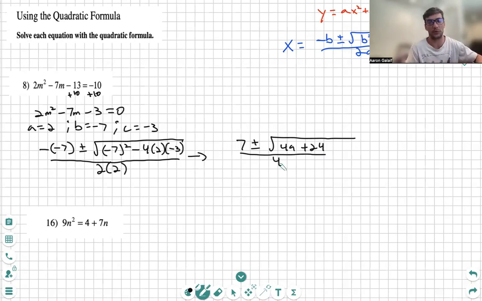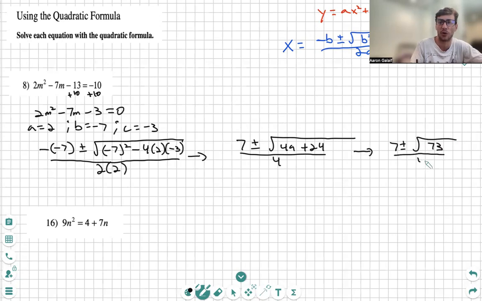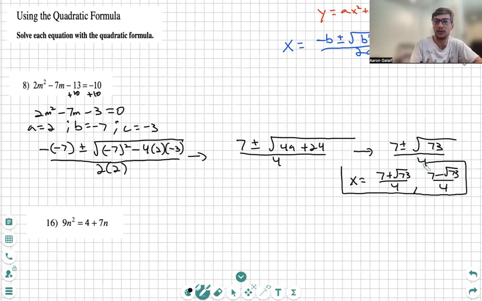Now, we do have to double check that that square root will not simplify. So as we continue to simplify, we see it's 7 plus minus square root of 73 all over 4. And we will try dividing 73 by 4, by 9, by 25, by 16. No perfect squares go into 73. Thus, our final answer is x equals 7 plus root 73 over 4 and 7 minus root 73 over 4. Beautiful. And that is the answer for number 8.